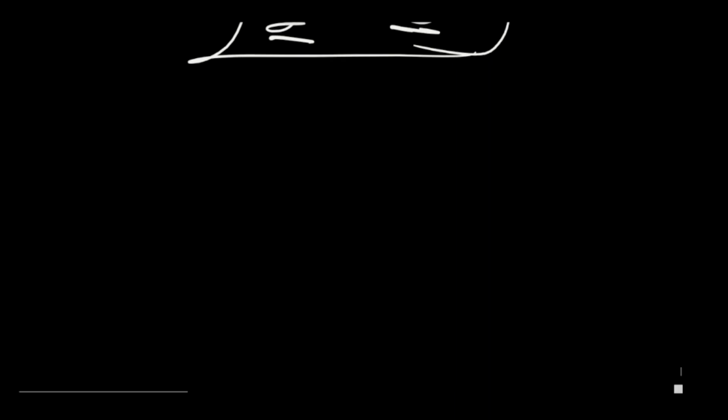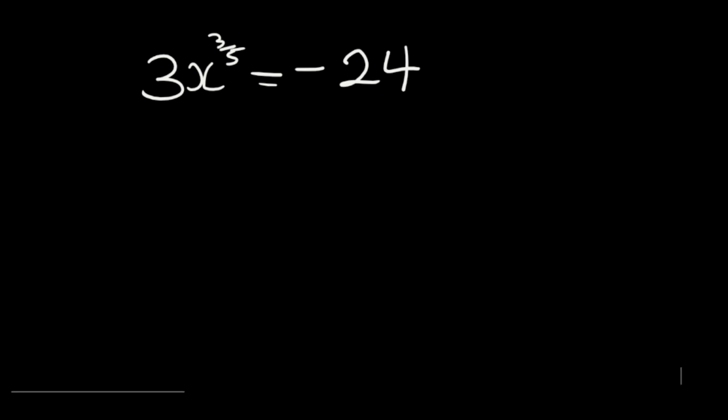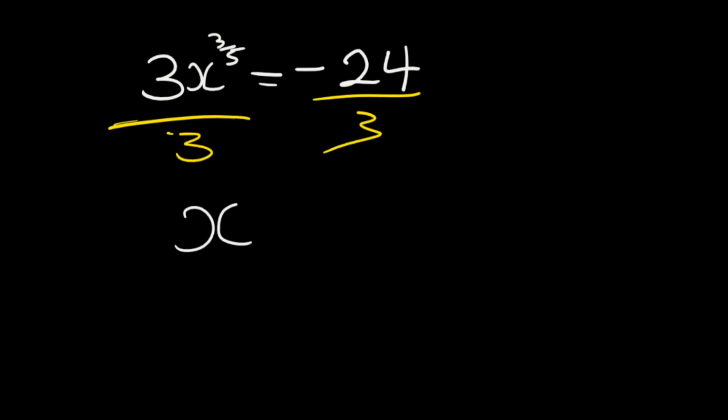Anyways, let's solve another problem. We are going to say, so we're having 3 x to the power of 3 over 5 is equal to minus 24. Actually, it's not like this on the left hand side. It's 3 multiplied by x to the power of 3 over 5, like this. Then from here, we want to solve this problem. The first step we can do is divide by 3 on both sides. And then you'll have x to the power of 3 over 5 is equal to minus 24 divided by 3, which is minus 8.